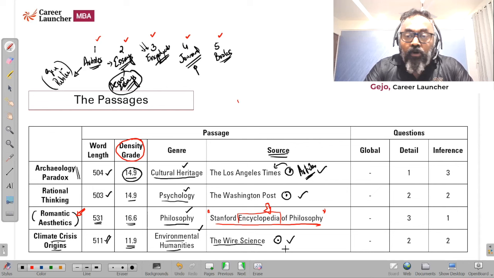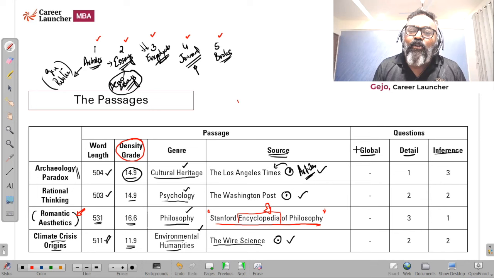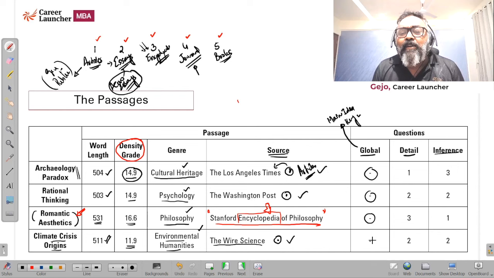Now, let's go to the questions here. I've categorized them into three. A lot of people can categorize the questions in multiple different ways, but to make it very simple, I categorized them into three. Global questions are the ones asking for the main idea, the purpose, the keywords. This is absolutely missing. Usually, in the last couple of years, you typically see a question which says, which of the following is a keyword sequence of the passage? So the broad idea is kind of missing.